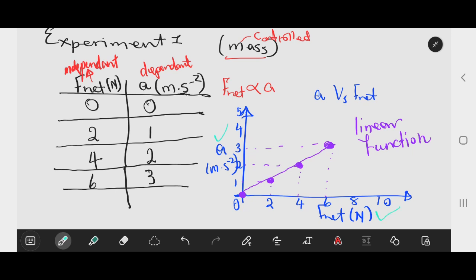So the last variable that is not appearing on this graph is the mass of the object. And remember, we're saying the mass of the object is the controlled variable, which is a constant, right? So with our graph analysis, we are trying to obtain the mass of the object from this graphical plot. So how do we perform our graphical analysis?